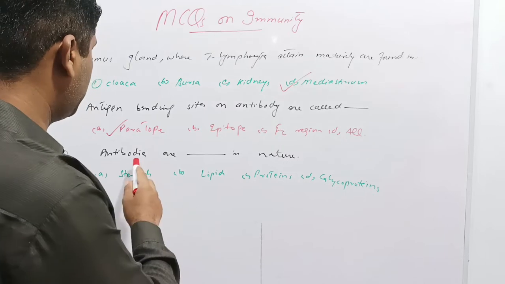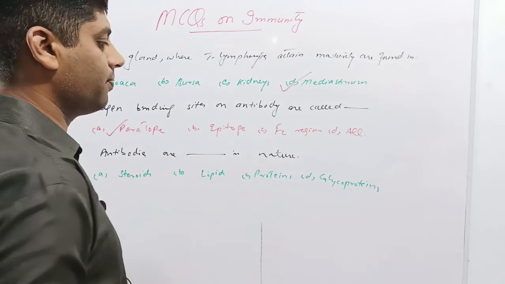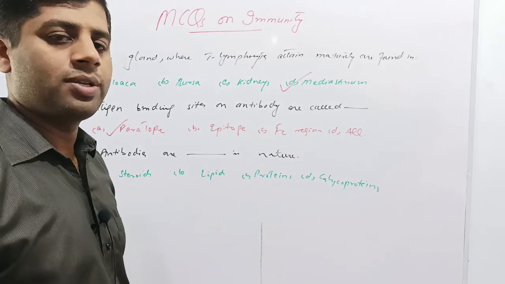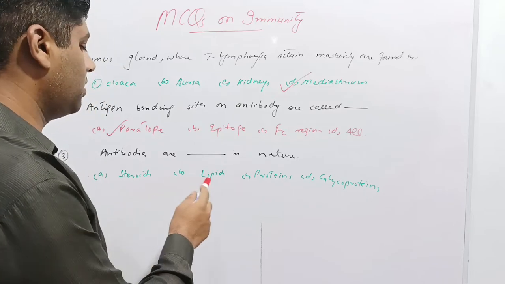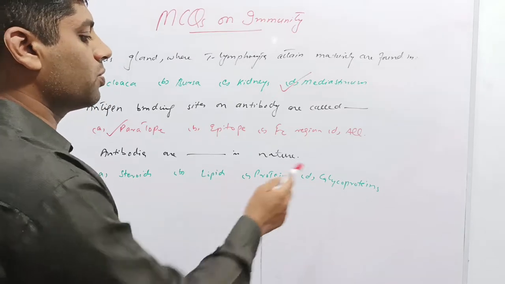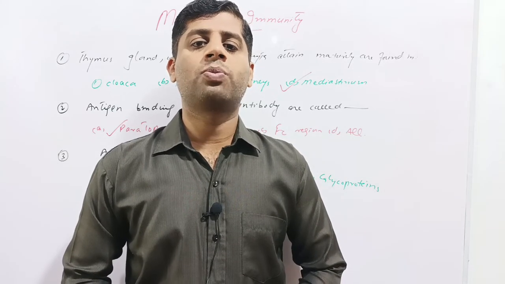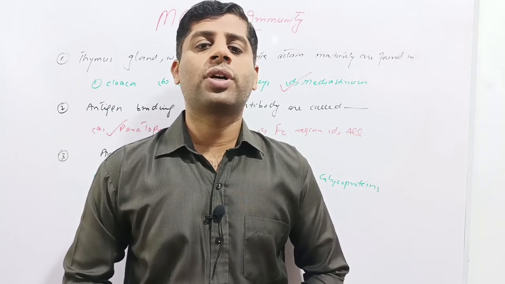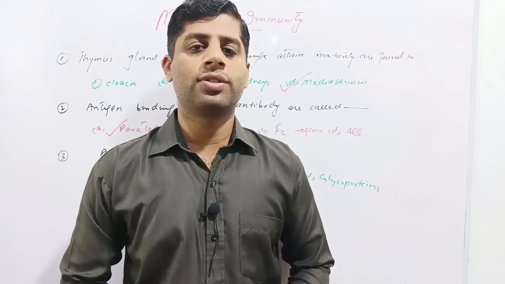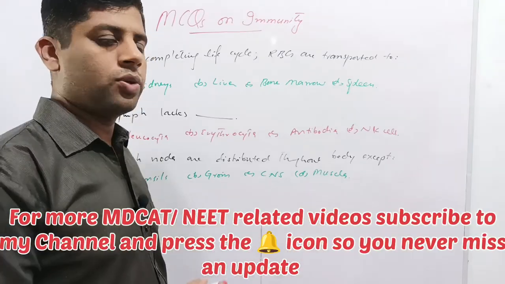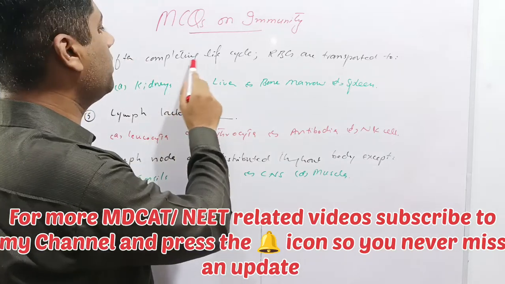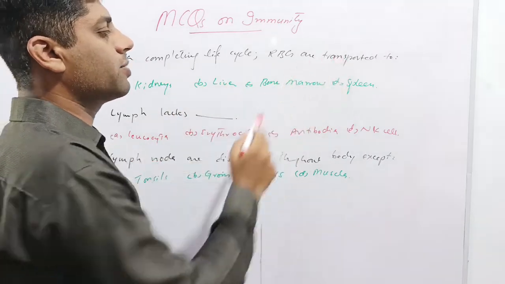Next question is, antibodies are dash in nature. Now he is asking composition of antibodies. Given options are steroids, lipids, proteins or glycoproteins. It should be kept in mind that antibodies are always composed of glycoproteins. The antibodies are composed of carbohydrates and proteins or glycoproteins. Option D is correct. Next question is, after completing the life cycle, RBCs are transported to.